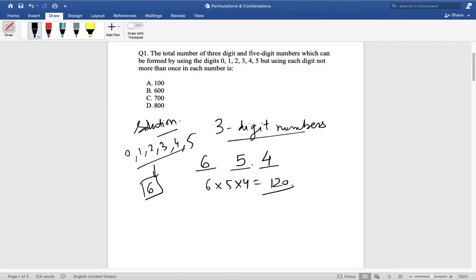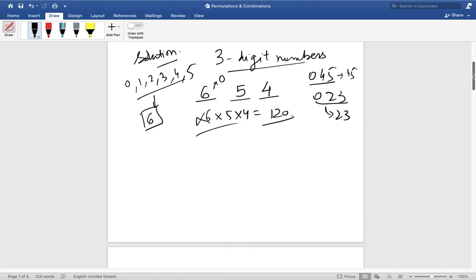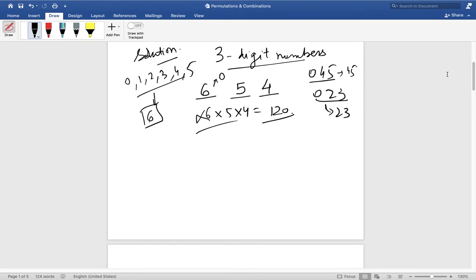But in this case, I have considered 0 as well over here, right? So if I make a number like 0, 4, 5 or 0, 2, 3, these are not 3-digit numbers. These are 2-digit numbers because this is 45 and this is 23. So this approach is wrong, right? Yeah, this approach is wrong. We will have to reconsider how to compute the number of 3-digit numbers. So let us consider it again.